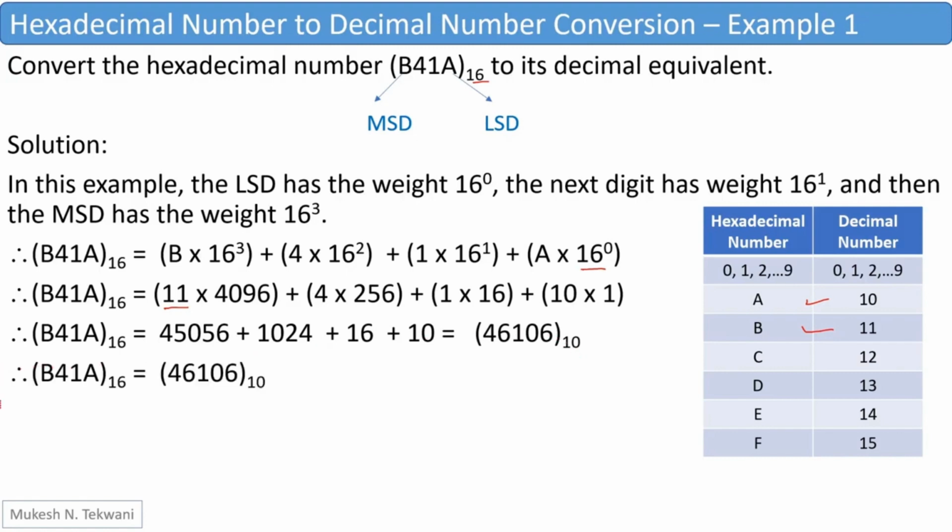And therefore, the given hexadecimal number can be expressed as 46,106 of decimal.